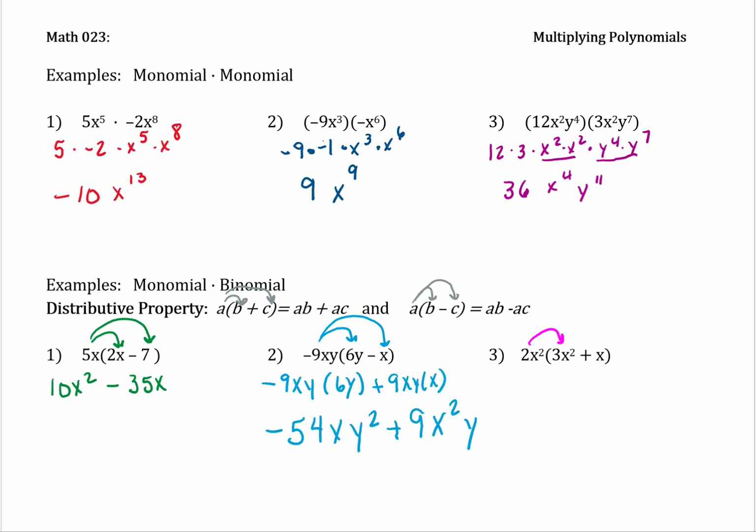Number 3, I'm going to distribute. 2 times 3 is 6. X squared times x squared, x to the fourth. Plus 2 times x squared times x. Same base multiplying, keep the base, add the exponents.